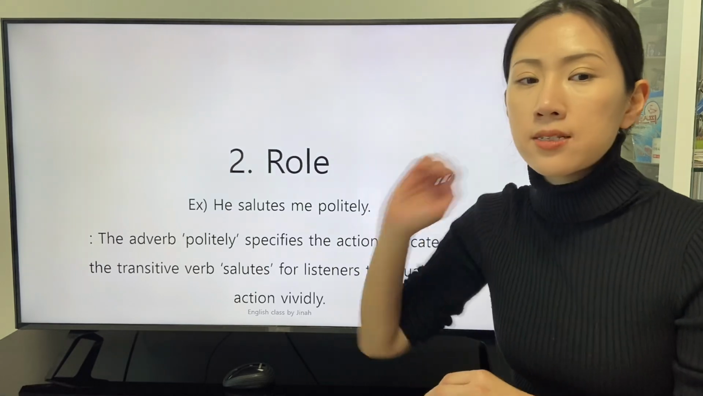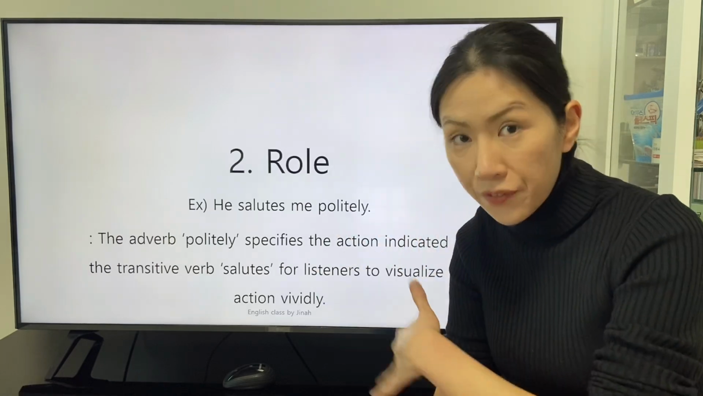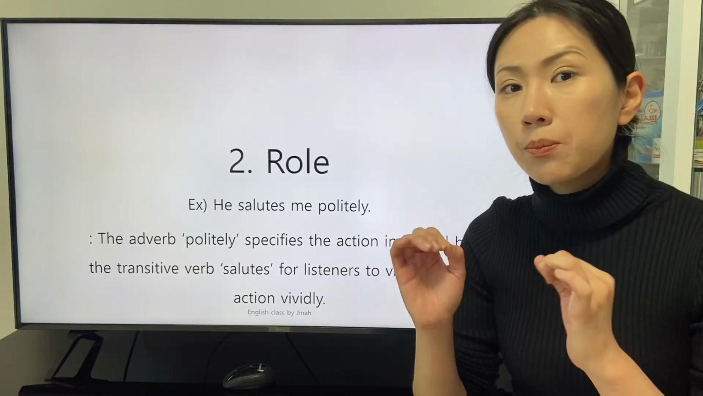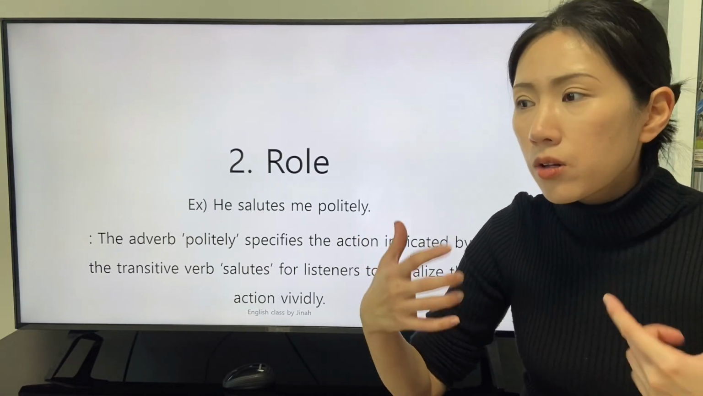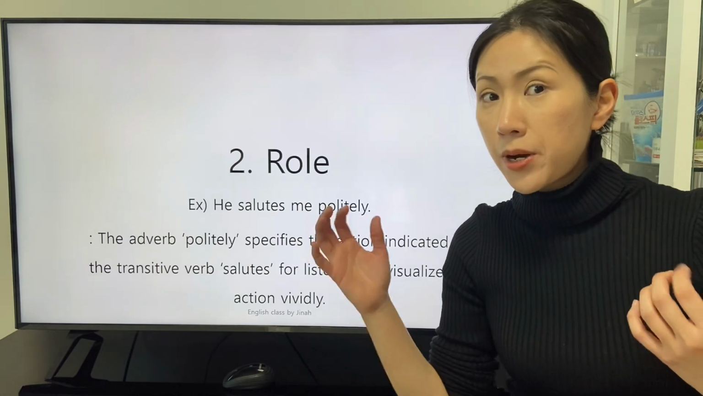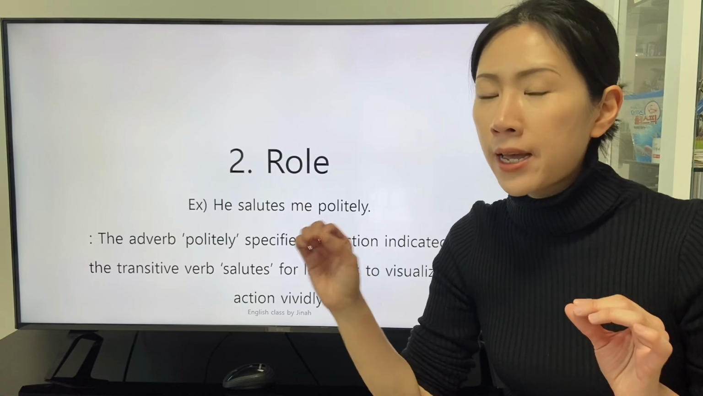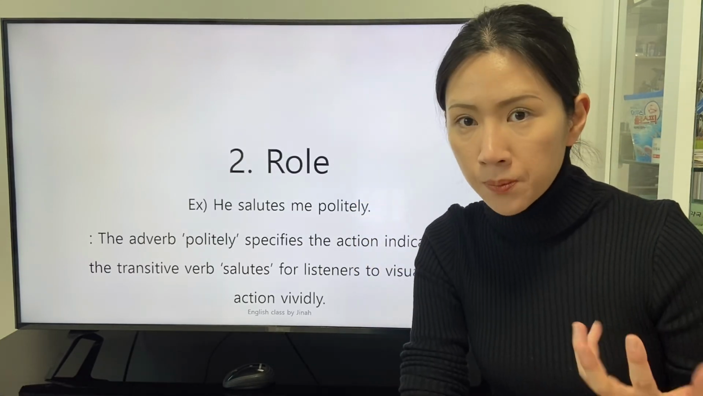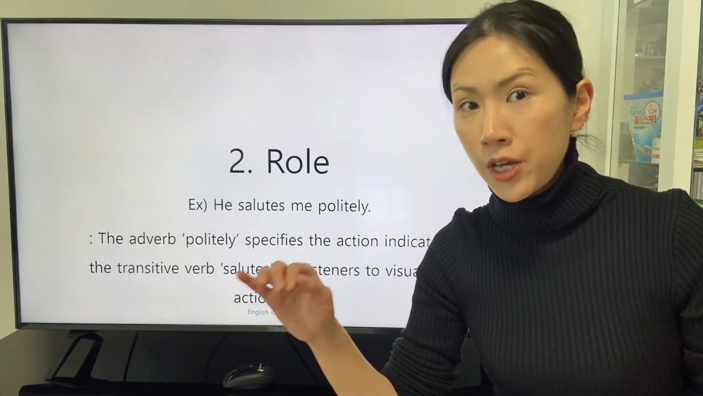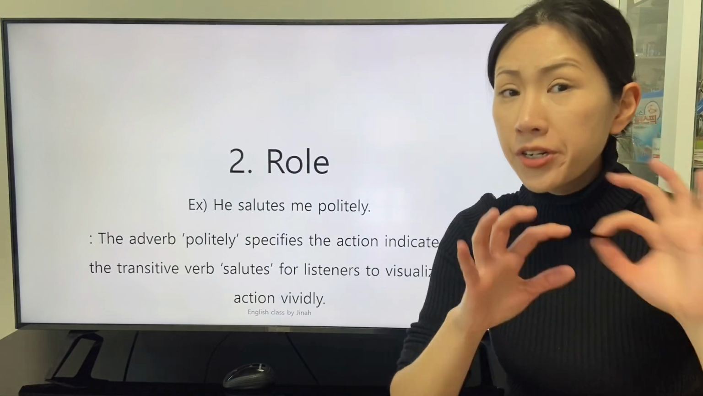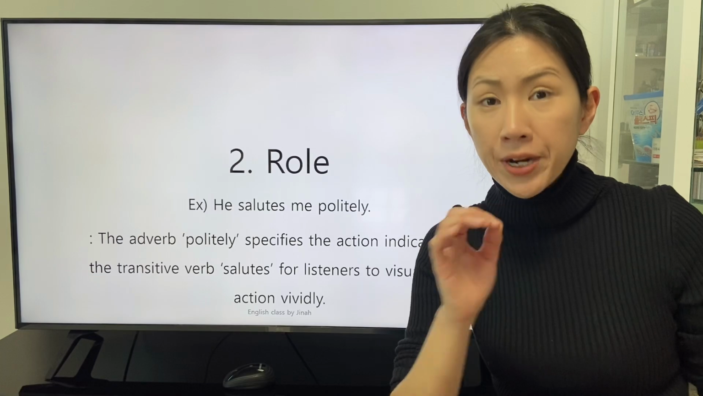So we can know that the word politely is a kind of adverb, and the adverb politely specifies how the subject indicated by the personal pronoun he performs the action indicated by the verb salute. The effect of the specification by the adverb is that we can understand the condition of the subject very clearly.